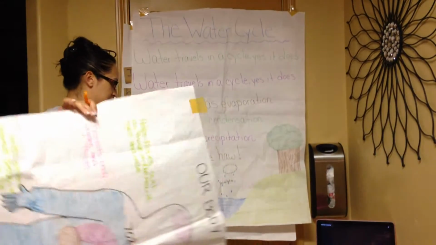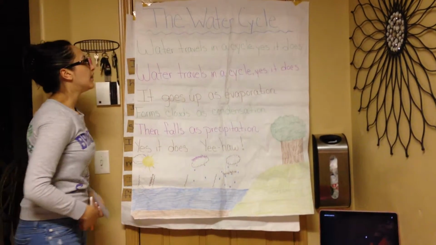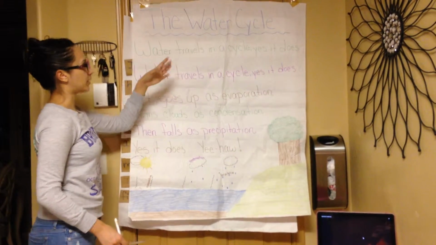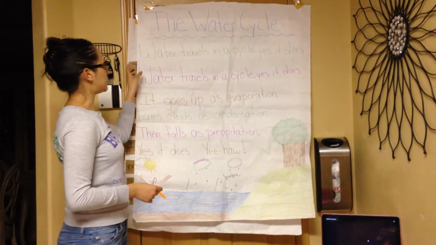The third GLAD strategy is our guided oral. And what we chose to do is a chant. In our case, this is a chant about the water cycle. I would read the chant.